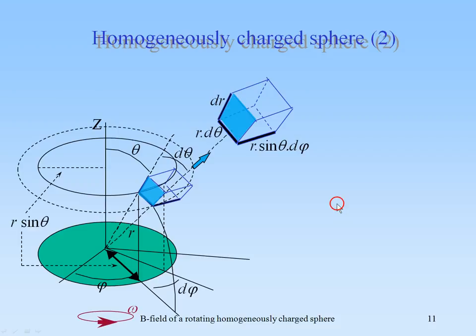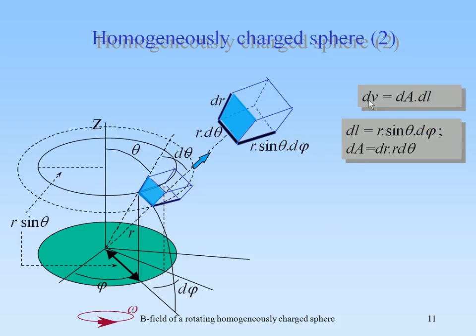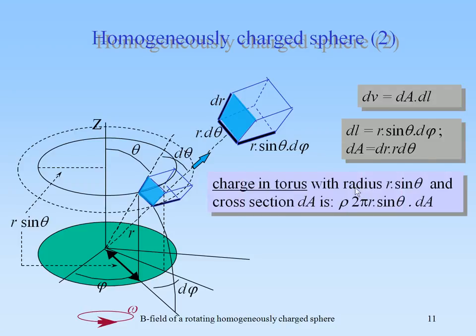Here is the situation again. What we know already is dV, dl and dA. And now we know that the charge in the torus with radius r sine theta and cross-section dA is rho times 2πr sine theta times dA. 2πr sine theta is the circumference of the torus.